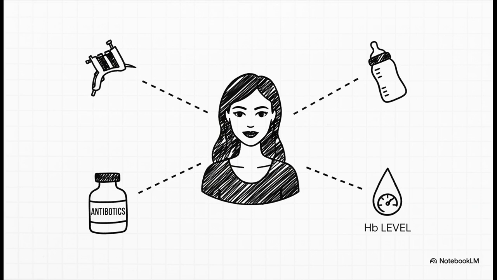We have a 28-year-old woman, and she has several things going on. She got a tattoo 3 months ago. She's currently breastfeeding her child. She just finished a course of antibiotics last week for a minor infection, and her hemoglobin is 127 grams per liter. A lot to unpack there.